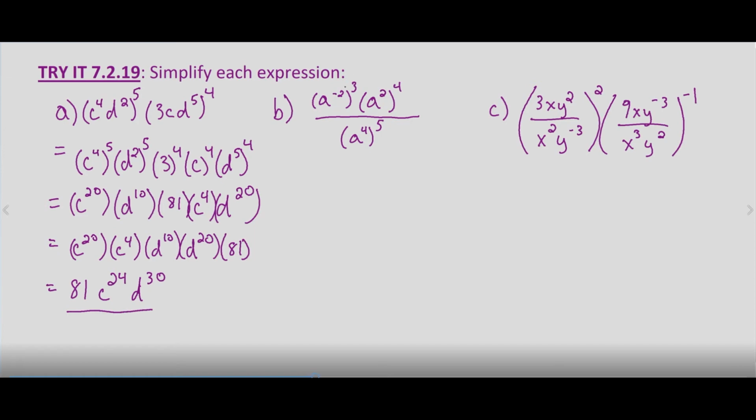All right, now with part B, we've got a little bit more going on because there's multiplication and division, powers being taken to powers. Again, as a general rule, I'm going to work from the outside in. So we're taking a power to a power, a to the -2 to the 3. That's a to the -2 times 3. So that's a to the -6. A squared to the 4th, that's a to the 2 times 4. So a to the 8th.